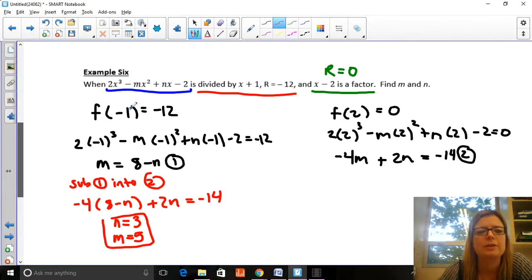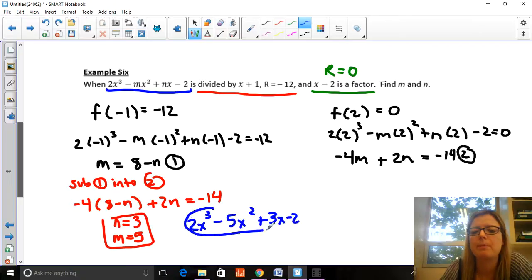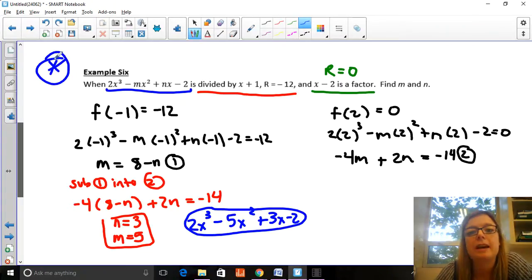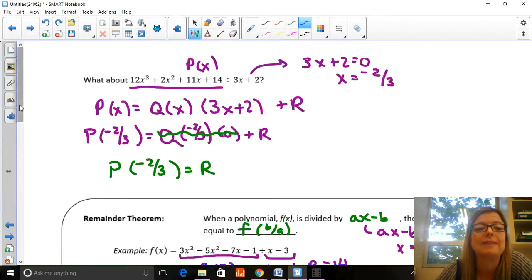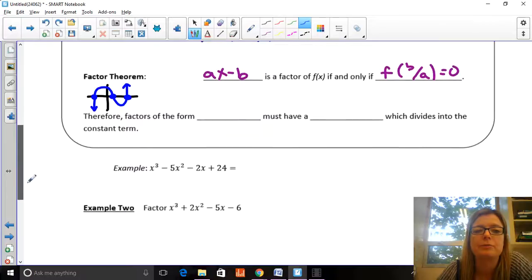So I found m and n. So that means the polynomial that would work here is, I'm going to use a different color, 2x cubed minus 5x squared plus 3x minus 2. That polynomial would satisfy these different situations. So when it's divided by x plus 1, it would have a remainder of minus 12, and x minus 2 is a factor of that equation. Okay, so that is an example where you use your understanding of the remainder theorem and the factor theorem to solve a problem. Like I said, it tests that you actually understand what those two theorems are, and that's why it's an important question for me to include in something where I'm testing your understanding of those two theorems.